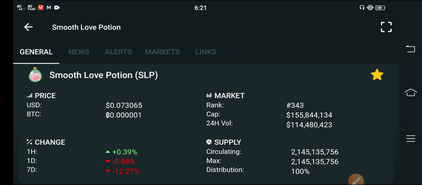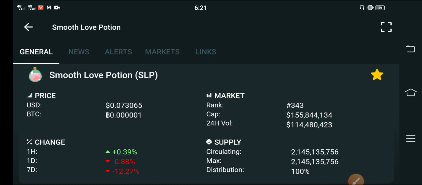SLP is absolutely a good project, and you know what? The trading volume of SLP I found every hour going positive, guys. Trading volume, so that means a lot of people are investing more and more in Smooth Love Potion. So let's talk about the update of SLP, and let's talk about the next move, the changes update of Smooth Love Potion.